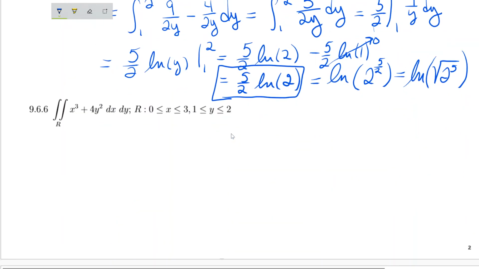Ooh, look at this one. All right, so here we have some choices to make. I've given you the region it's integrating over, and you get to choose who you are going to put first. Do we want to integrate with respect to x first or y first?